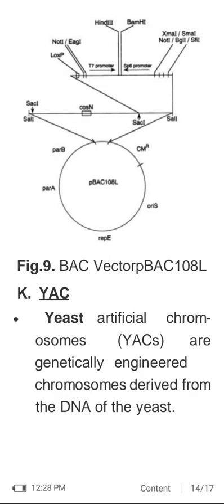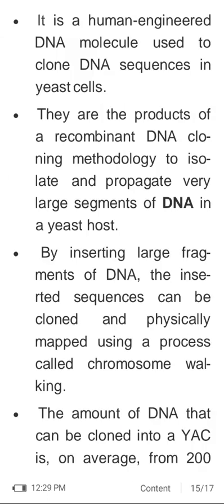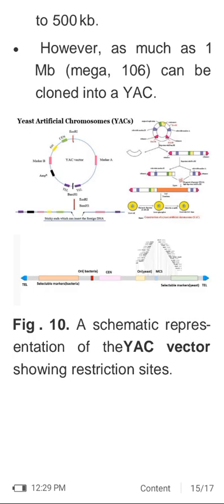YAC. Yeast artificial chromosomes are genetically engineered chromosomes derived from the DNA of the yeast. It is a human engineered DNA molecule used to clone DNA sequences in yeast cells. They are the products of a recombinant DNA cloning methodology to isolate and propagate very large segments of DNA in a yeast host. By inserting large fragments of DNA, the inserted sequences can be cloned and physically mapped using a process called chromosome walking. The amount of DNA that can be cloned into a YAC is on average from 200 to 500 kb. However, as much as 1 MB can be cloned into a YAC.